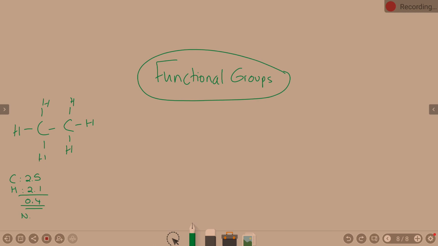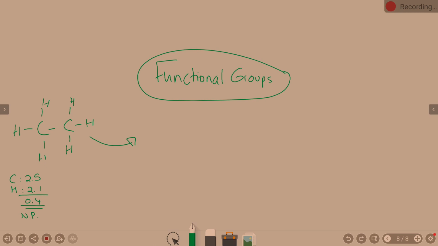Non-polar. Okay? So if I am non-polar, I am stable. There's nothing about me that's going to get attracted to something else. Does that make sense? All right? So an alkane is so stable that it's not going to react with something else. So that means it doesn't have a functional group.